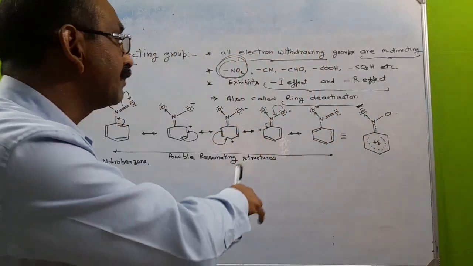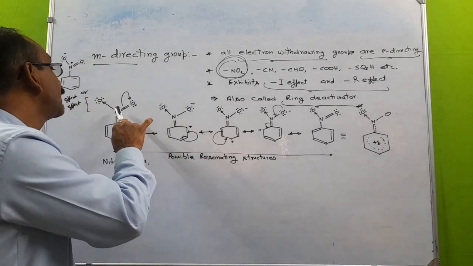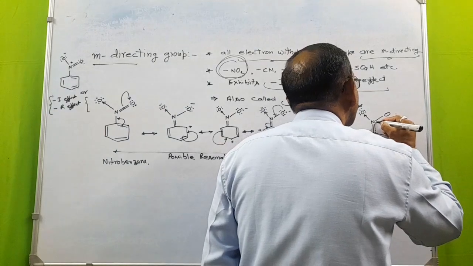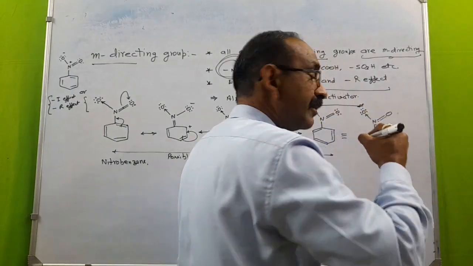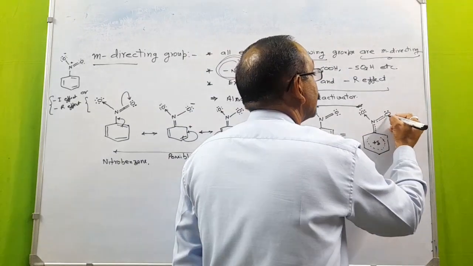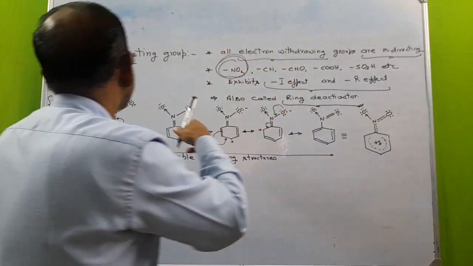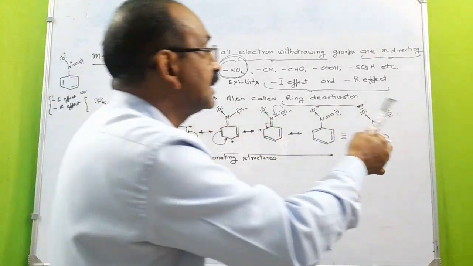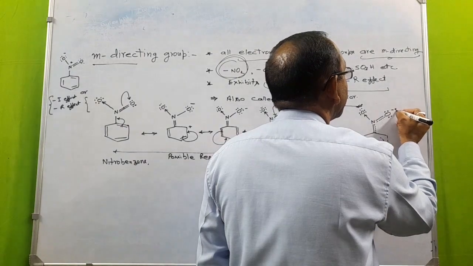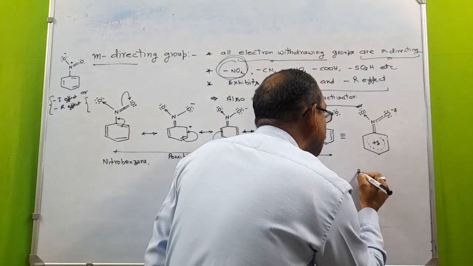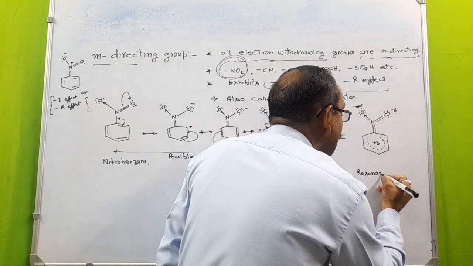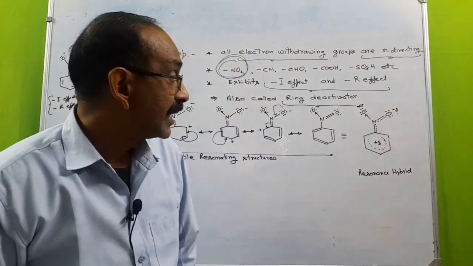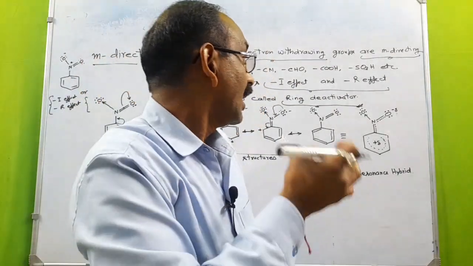Okay. Similarly, in NO2, in between the nitrogen and oxygen, sometimes there's the double bond, sometimes there's a single bond. Means this nitrogen oxygen bond is also having some double bond character, and this oxygen, in some structures, is having a negative charge. Means this oxygen is having partial negative charge. This structure is the resonance hybrid for the nitrobenzene. Is it clear?